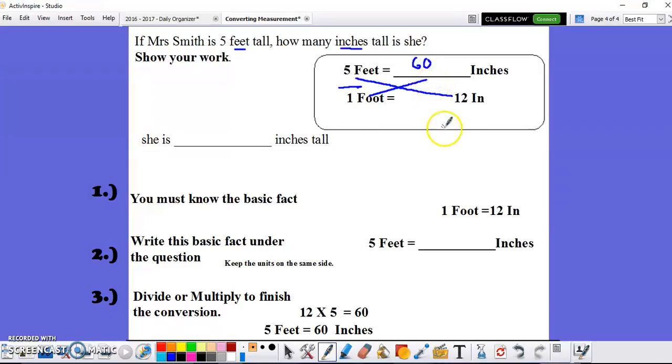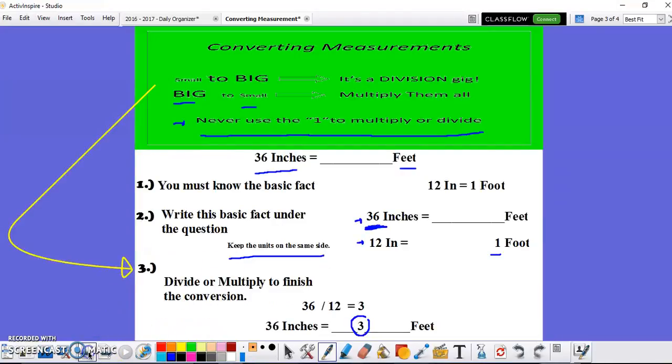Now I want you to see the difference between this example and the previous example. How did I know to divide? Because inches on top of inches gave me the basic fact 12 as a denominator and the question 36 inches as a numerator. They were on top of each other and I was looking for the biggest numbers, which then told me, hey, because it's a fraction, I divide.